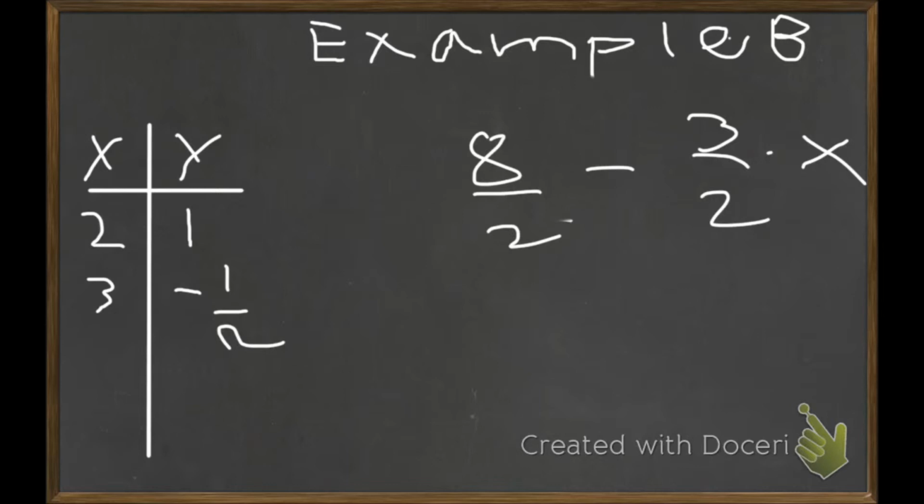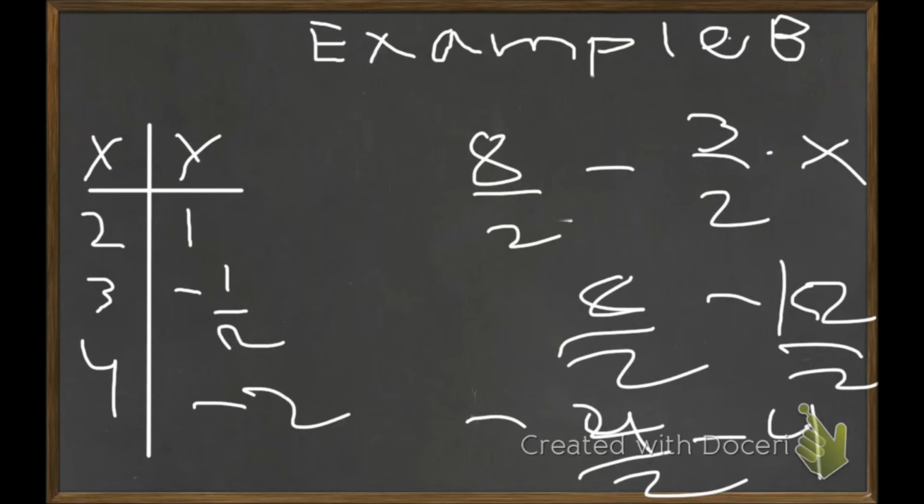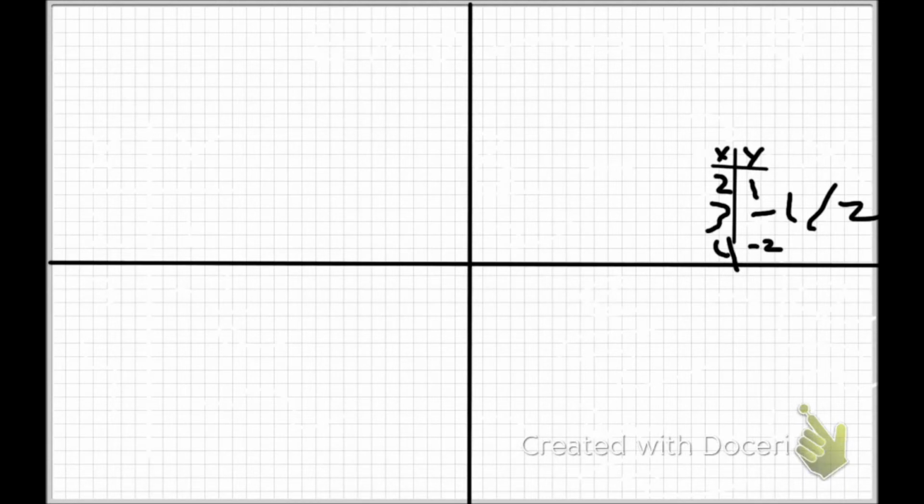Alright, so now we're going to pick another value. Let's do 4. So, times that by 4. It's going to get us negative 12 over 2 minus 8 over 2. Then that's going to get us to negative 4. So, negative 4 over 2 is going to be negative 2. So now we got where our line's going to go.